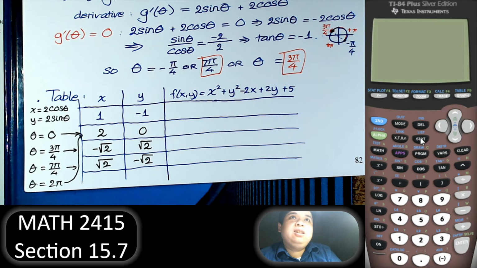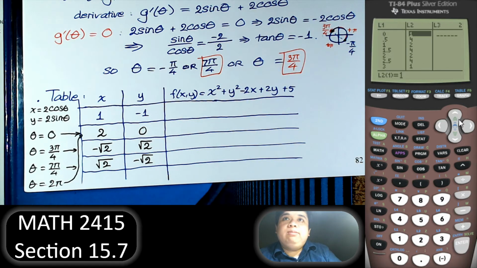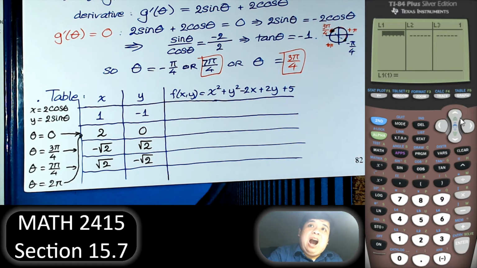Hit stat and highlight edit, just hit enter. Oh, there's something here, so I need to clear. If there's something here, highlight the list. Never hit the delete key, just hit clear and enter. We clear the list, highlight the list, clear, and enter. Never hit the delete key in here. If you want to delete an entry, yes, but do not highlight the list and hit delete. It will delete the list completely, and you don't want to do that.